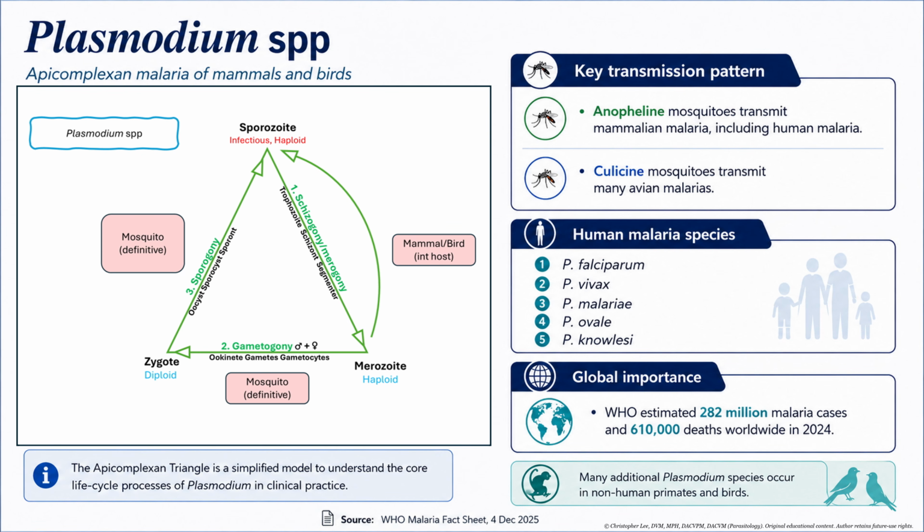The apicomplexan triangle is the hero of this slide. One corner is the sporozoite, the infective stage delivered by the vector. Another corner is the meront or schizont, representing asexual multiplication in the host. Another part of the cycle involves gametocytes, which are taken up by the mosquito and continue the sexual phase. This simplified triangle gives you a mental handle on the life cycle that can otherwise become visually overwhelming.